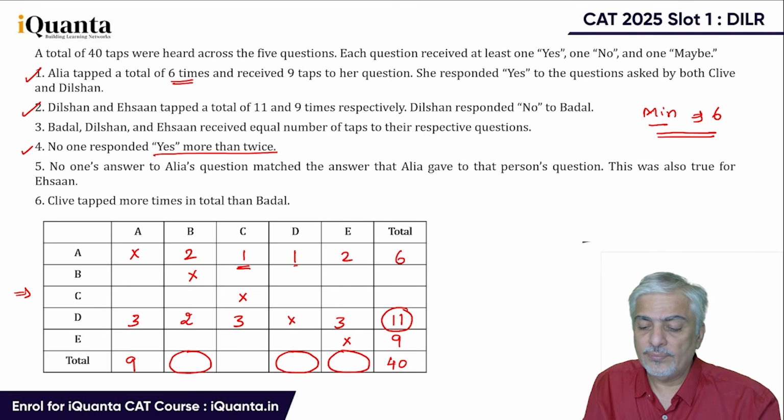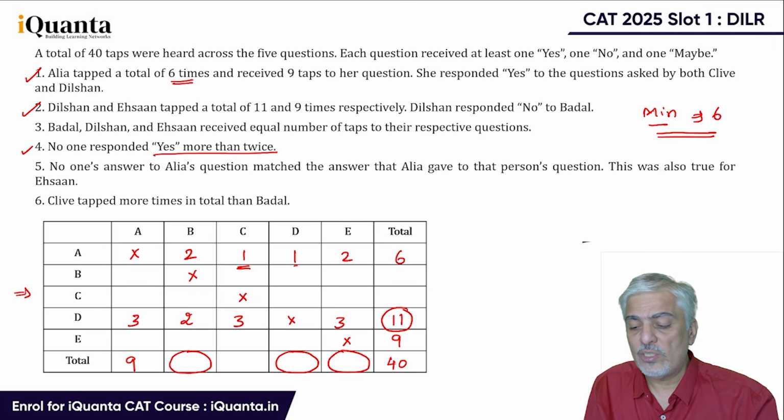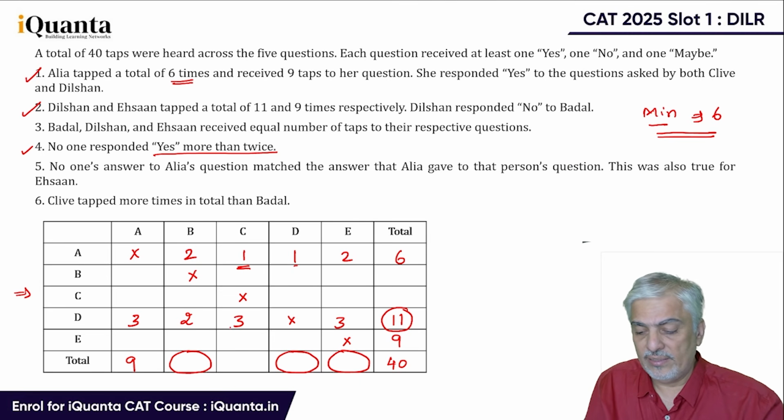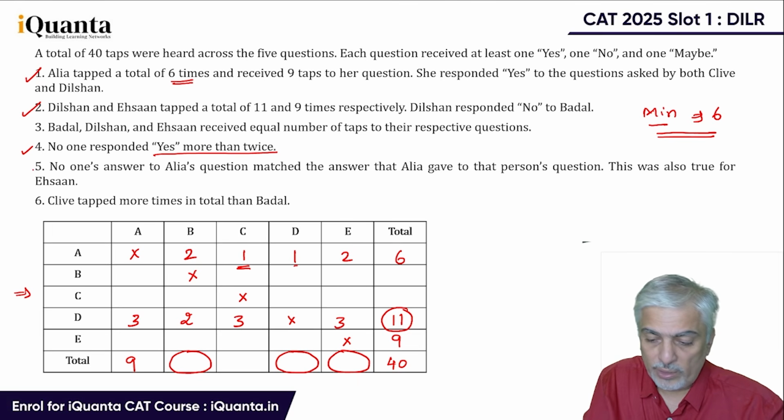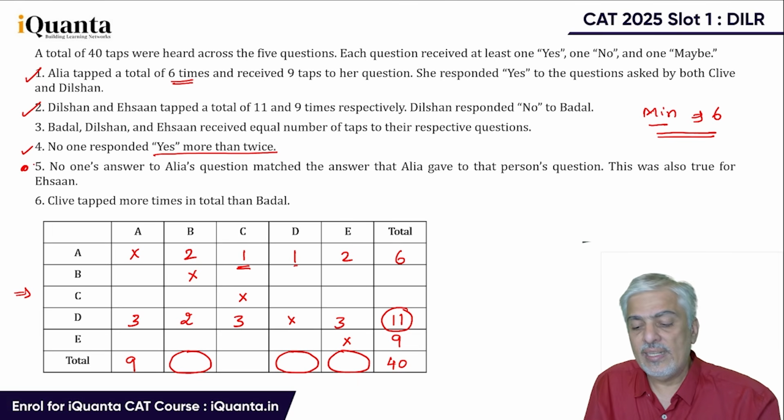Okay. No one's answer to Alia's question matched the answer that Alia gave to that person's question. That was also true for Ehsan, but I'll come to that part later. Whatever Alia has, this point I'm going to use later. Clive tapped more times in total than Badal. Now let's look at the number of taps.